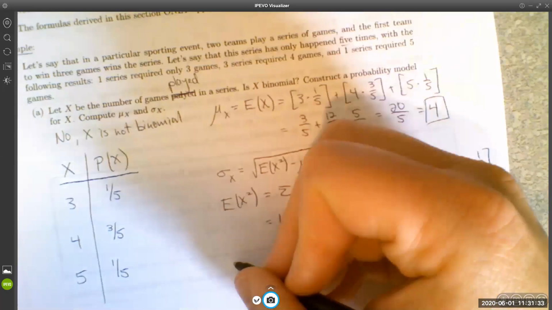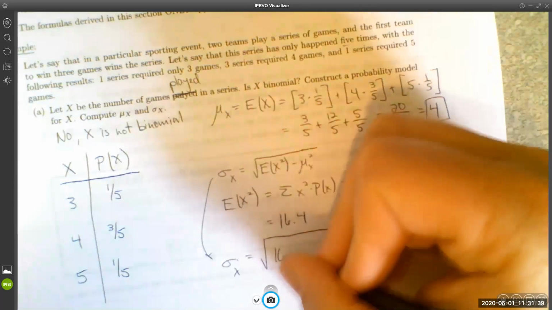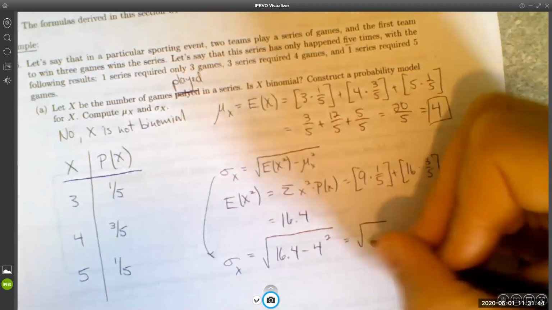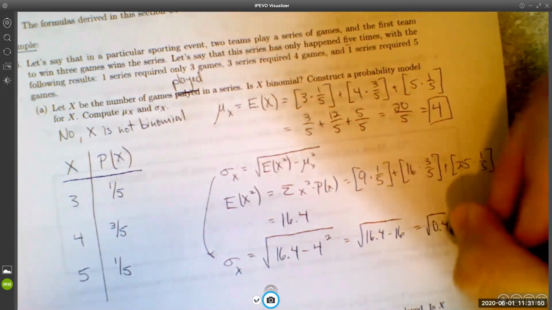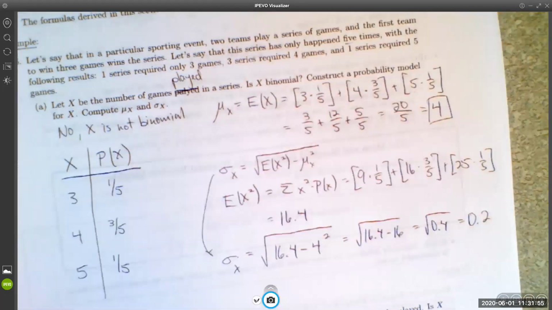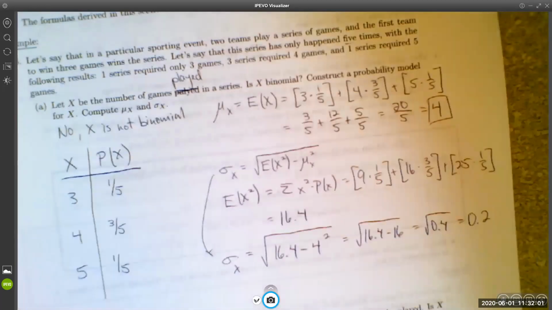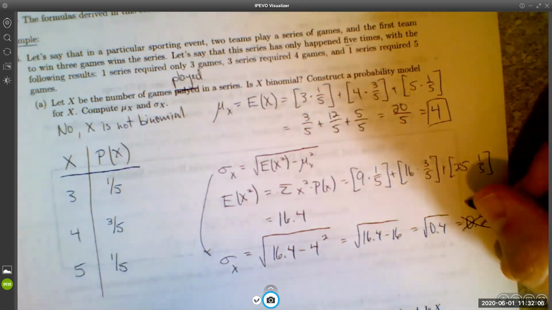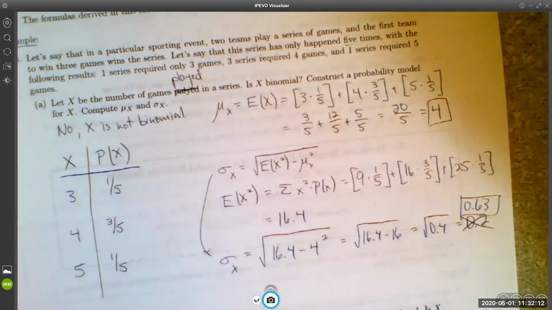So now the standard deviation is going to be the square root of 16.4 minus 4 squared. Oh, that's 16.4 minus 16, which is the square root of 0.4, which I think is 0.2. How nice is that? Oh, is that right? No, that's not right. Square root of 0.4, no, it's not. I should have known better. Square root of 0.4 is 0.63. Well, we'll just leave it there, 0.63. But there's the standard deviation.